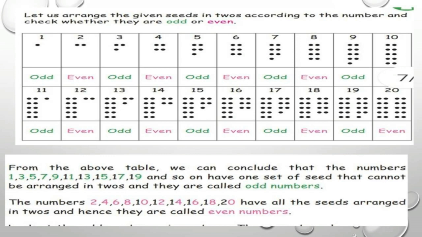Look at the odd numbers given above. These numbers have any one of the digits 1, 3, 5, 7, 9 in their ones place. Look at the even numbers given above. These numbers have any one of the digits 2, 4, 6, 8 and 0 in their ones place. Besides, we can observe that odd and even numbers come alternately.